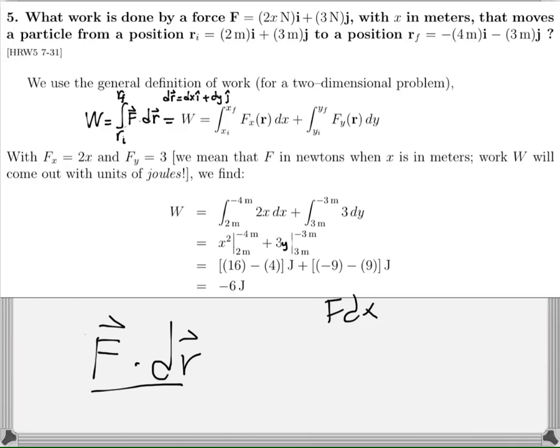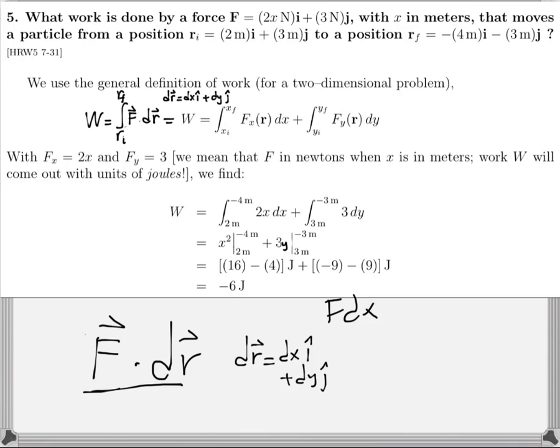And probably you have seen this before. dr is a vector, and in fact its components are nothing but dx, its component in the x direction, and dy, its component in the y direction. And the force has Fx and Fy components. If you make a dot product of these two vectors, you will multiply the x component of the force by dx, plus the y component of the force, Fy, with dy.